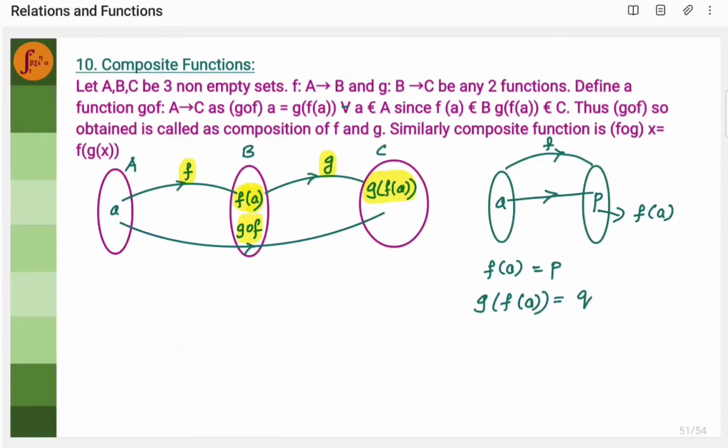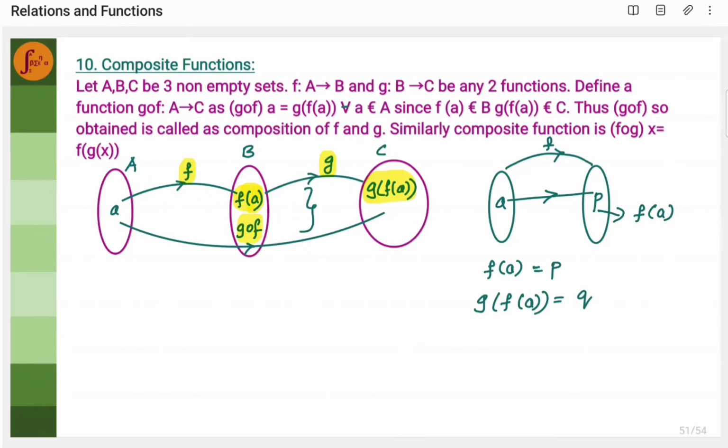Let's talk about composite functions. Function within a function. Say I have three sets A, B, C, right? There is a function from set A to set B. There is a function from set B to set C. Let's call function from A to B as f, function from B to C as g, right? And there is a function from A to C also. Directly from A to C there is a function. Now if you see, both of these are related.